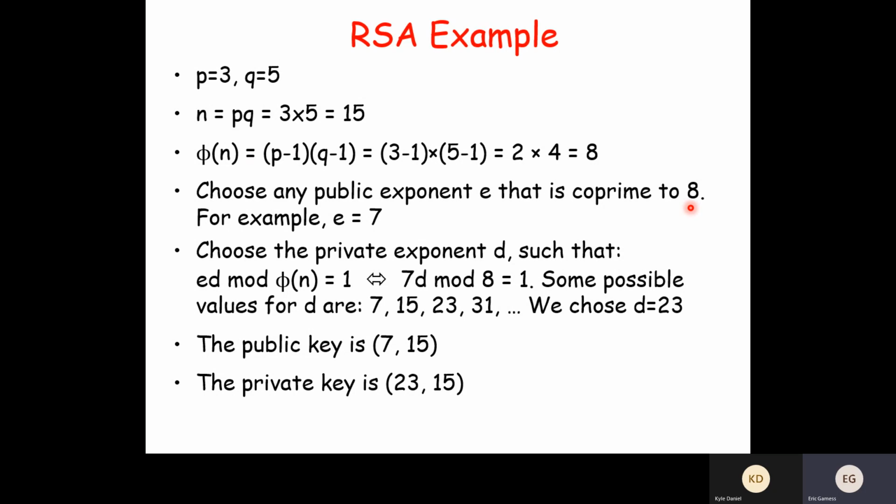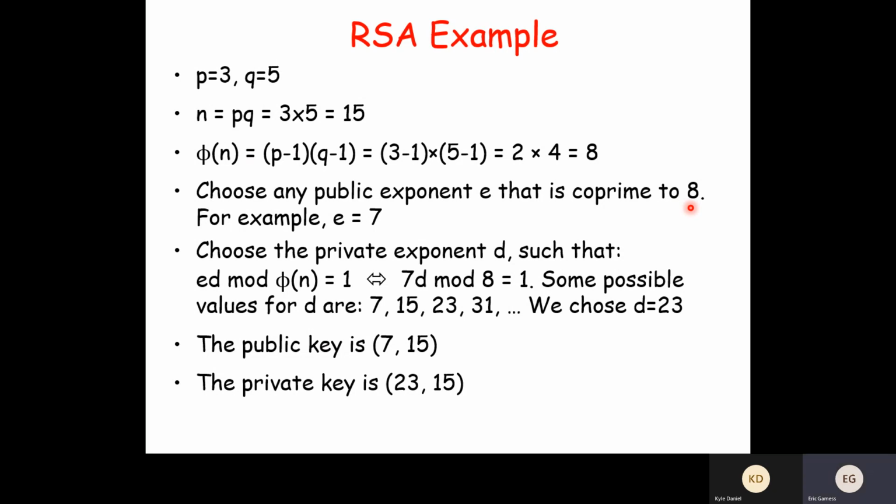Now, if I ask you 50, is 50 coprime to 8? No. Why? Because we can both divide them by 2. So the greatest common divisor is not 1, it's 2 in this case. So they are not coprime. I can divide 8 by 2, which gives me 4, and I can divide 50 by 2, which gives me 25. So 8 and 50 are not coprime. So I cannot choose, for example, E as 50.